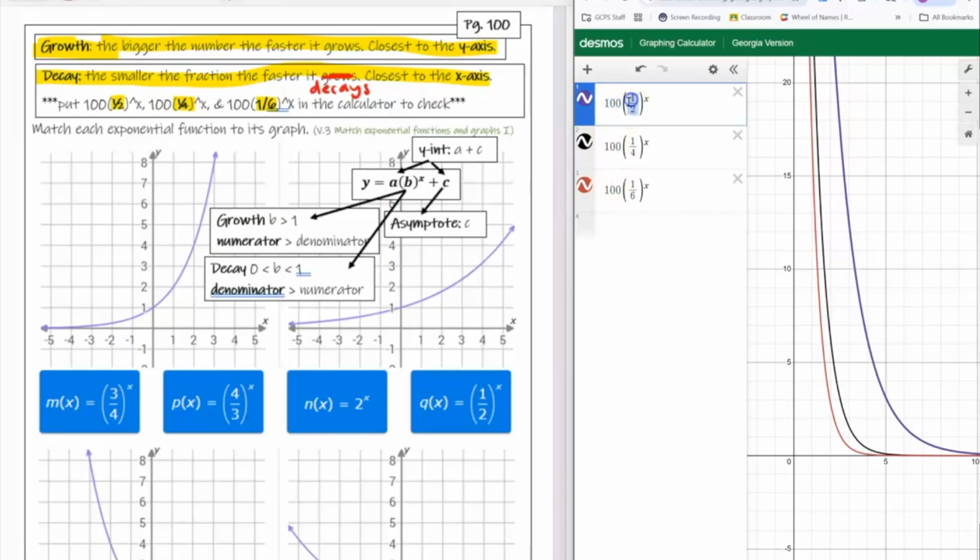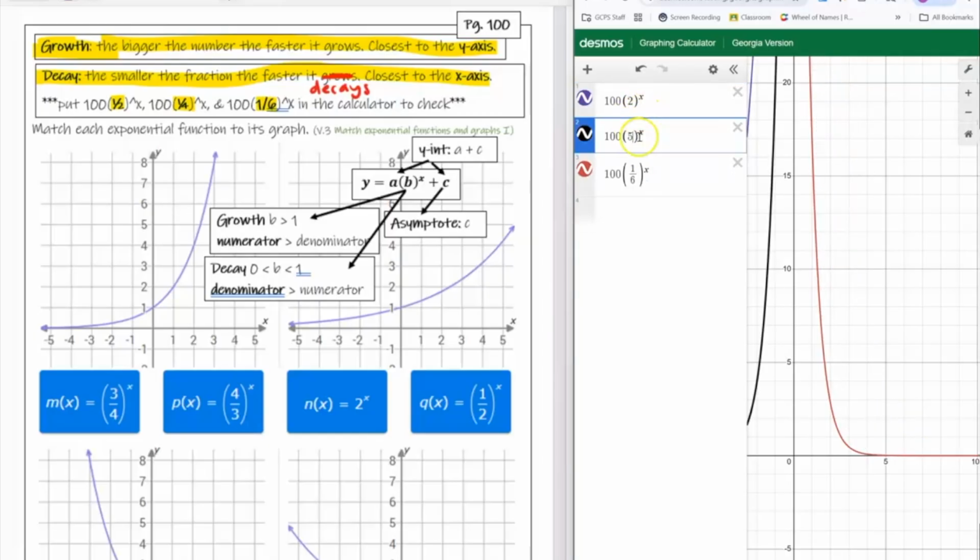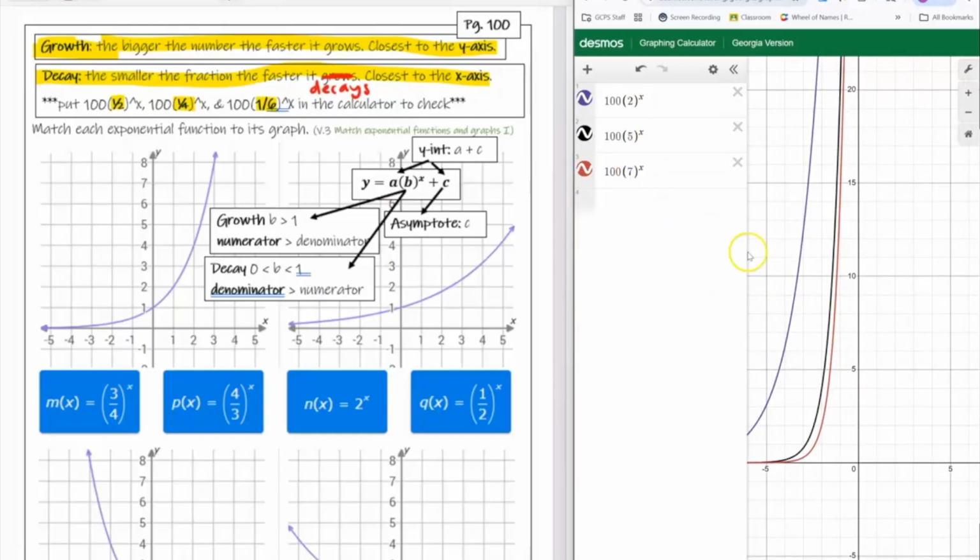And then here I want it to grow. So growth means number bigger than 1. So I'm going to pick 2. And I want to see what happens as it gets bigger. So let's say 5. And then what happens is it gets bigger, 7. So this way I'm showing you, if you ever forget this rule, the bigger the number, the faster it grows, the closest to the y-axis, you can put it into decimals yourself and look.